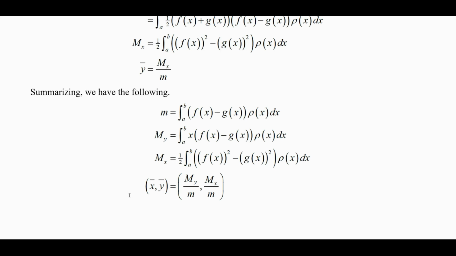So summarizing our formulas, the mass is top curve f of x minus bottom curve g of x, parentheses around that, times rho of x, the density, dx, integrate from a to b. Moment about y is x times f of x minus g of x times rho of x dx, again integrating from a to b. The moment about x is 1/2 the integral from a to b of f of x squared minus g of x squared, all in parentheses, times rho of x and then dx. And then, as usual, take m sub y divided by m to get x bar, and take m sub x divided by m to get y bar.